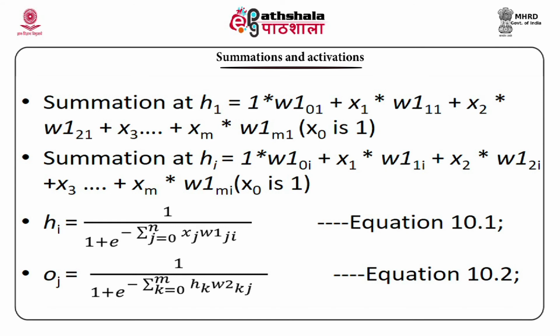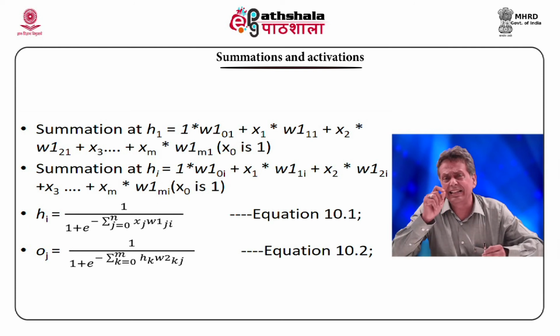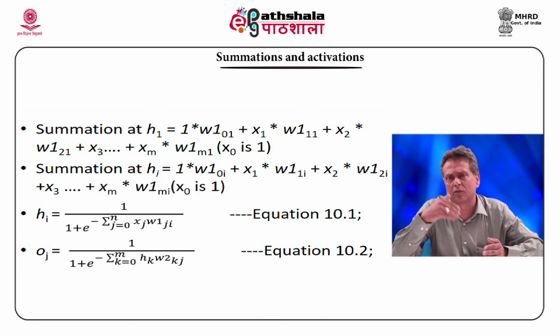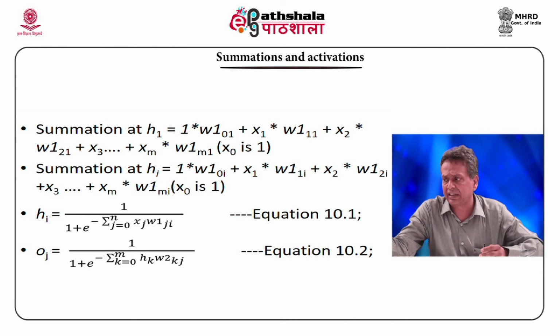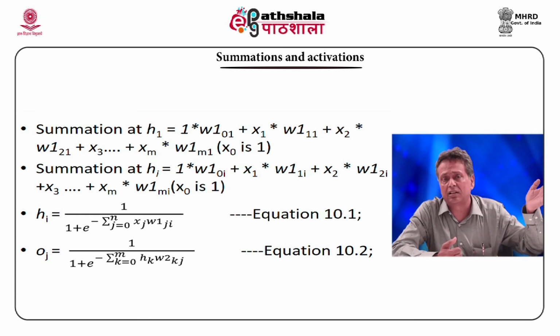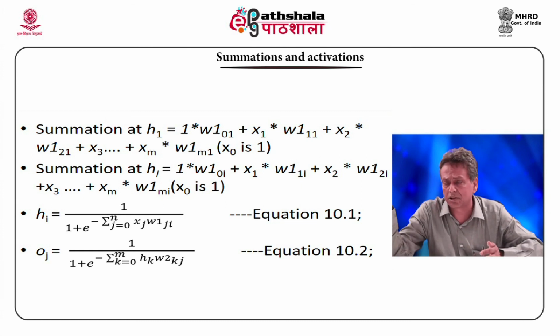Remember, the total number of values is m, so we have the last one as W1m1. Similarly, at the ith hidden unit, as shown on the screen, the only difference is that the second suffix was 1, which becomes i now. Otherwise it's the same. So that is basically the summation. And how hi values are calculated, we have already seen. Sigmoid function is used here, 1 upon 1 plus e raised to minus the summation, and the summation we have already seen.